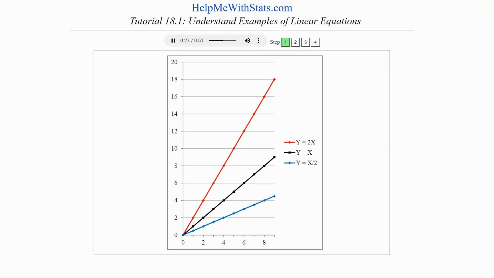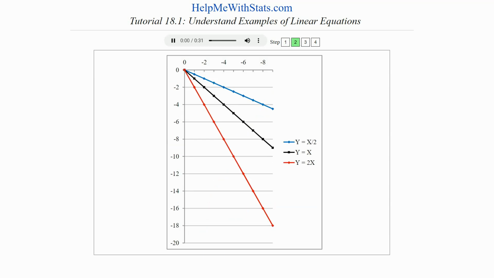The black line has a slope of 1 because y increases by 1 unit for every 1 unit of x. This is a perfect diagonal or 45-degree line. The pink line has a slope of 2 because y increases 2 for every 1 unit of increase in x. The blue line has a slope of 1/2 because y increases 1/2 for every 1 unit of increase in x.